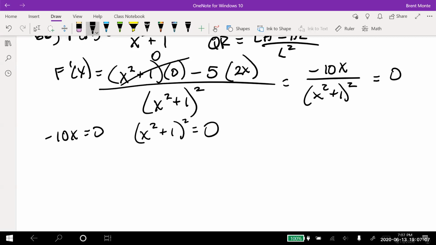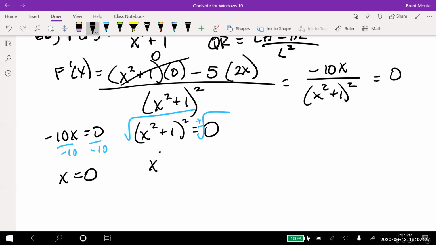So over here, I'm just going to divide by negative 10. We'll do that in blue so we see the original problem, and 0 divided by negative 10 is just 0. So I have a critical value at 0. Over here, I'd take the square root, and I'd usually say plus or minus, but the square root of 0 is 0. Positive and negative 0 are the same number.